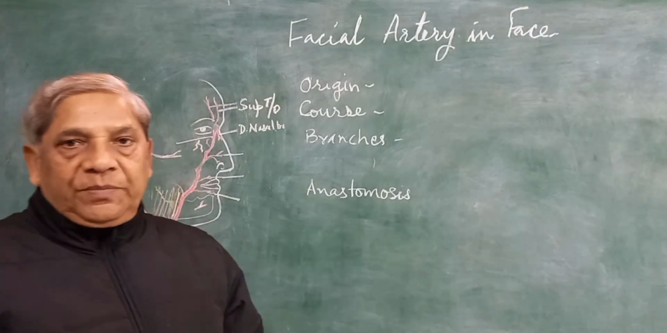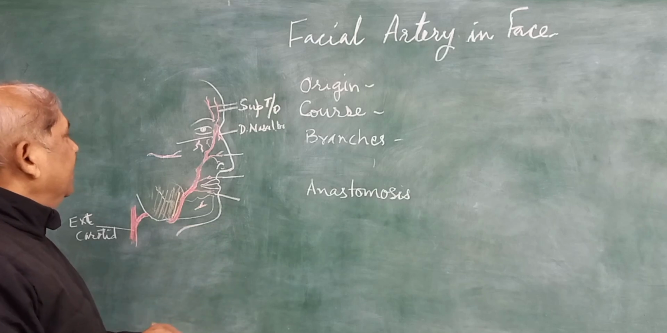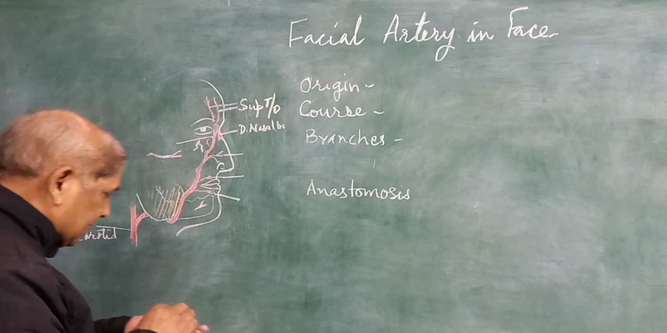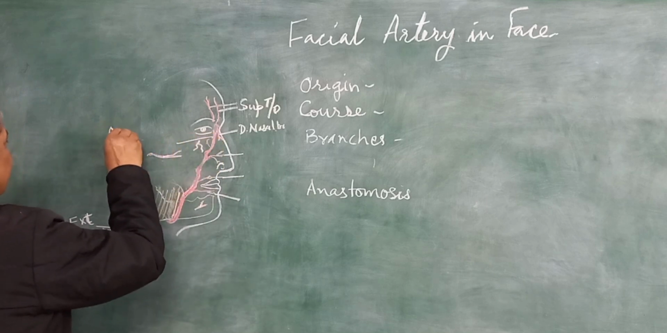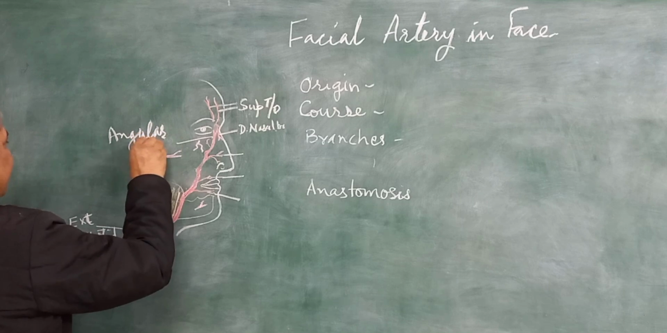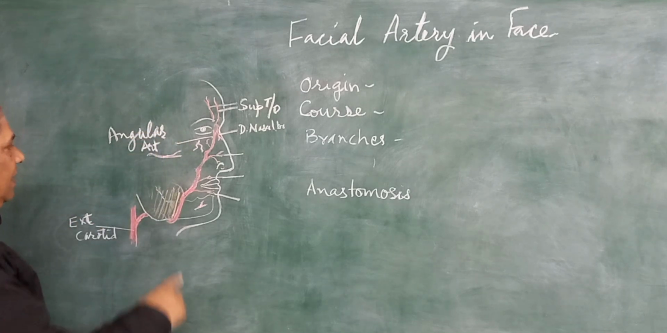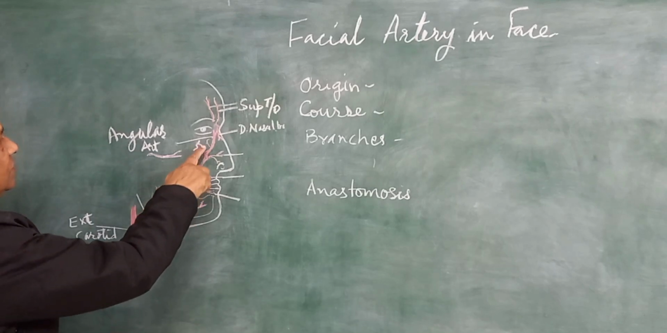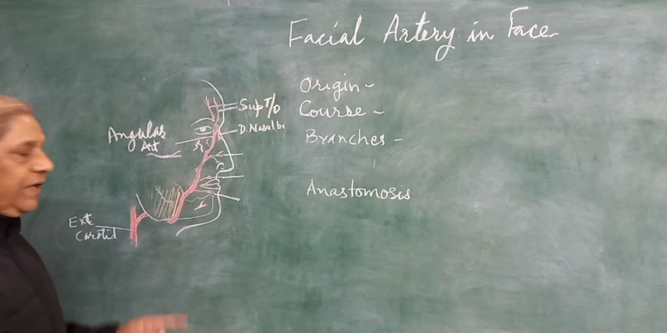That means where the upper and lower eyelids meet, here it will end, and here it is called the angular artery. So its termination is called the angular artery, where it will divide into branches. Now, this is the course of the facial artery in the face.